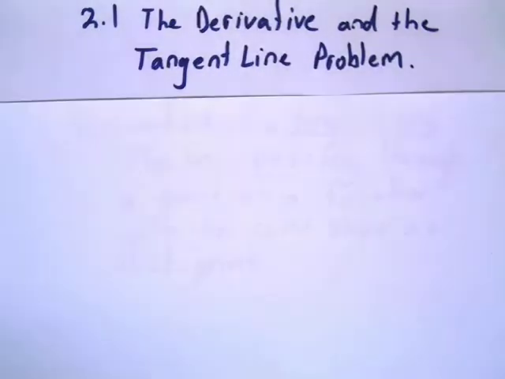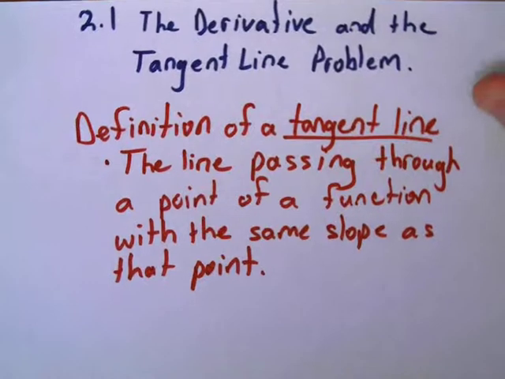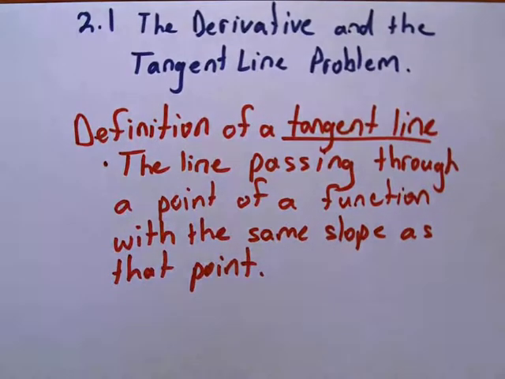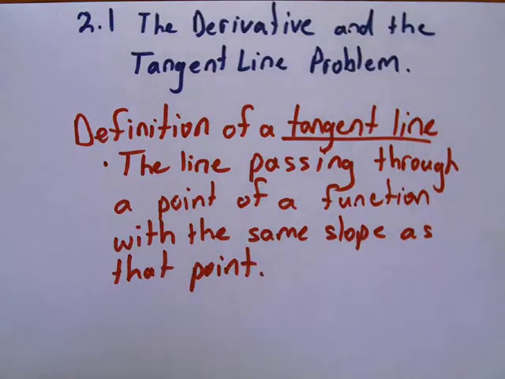And to get started, I want to talk about what a tangent line is. Many people have some misconceptions about what a tangent line is. A lot of people think it's just a line that touches a function at only one point. But that's not necessarily the definition of a tangent line. Right? Sometimes that may be true. But to be precise, a tangent line is the line passing through a point of a function with the same slope as that function. So, for example, let's draw a couple.